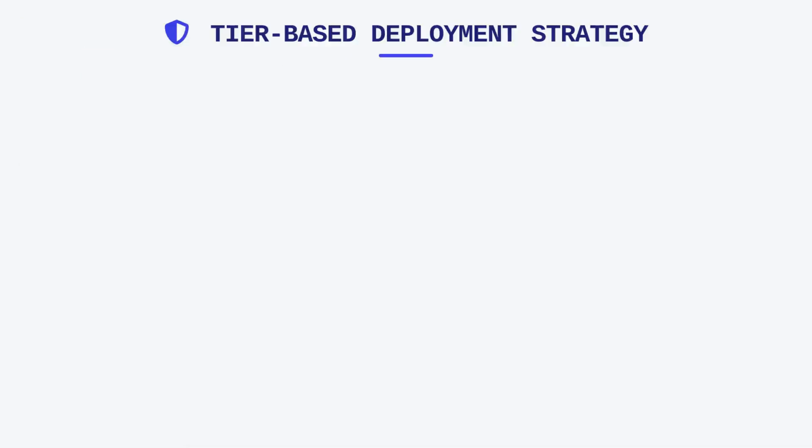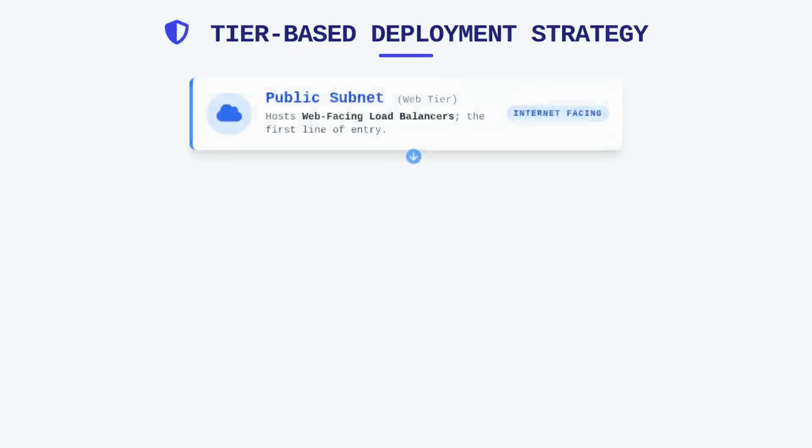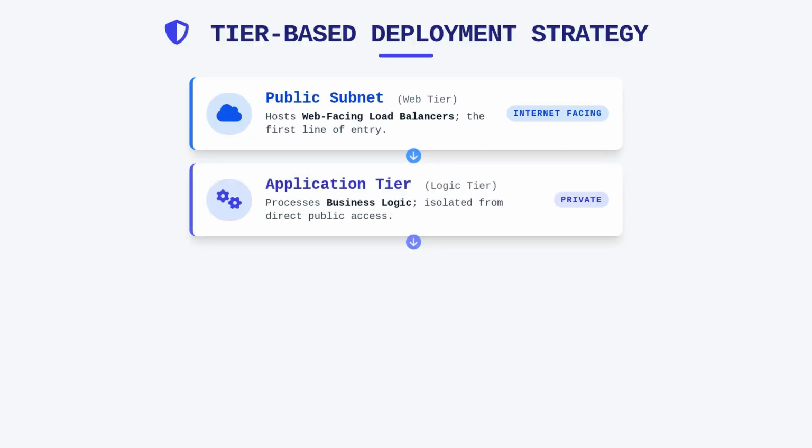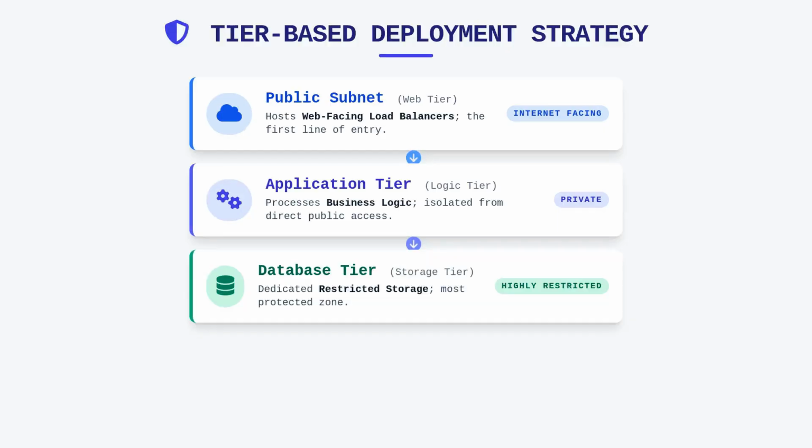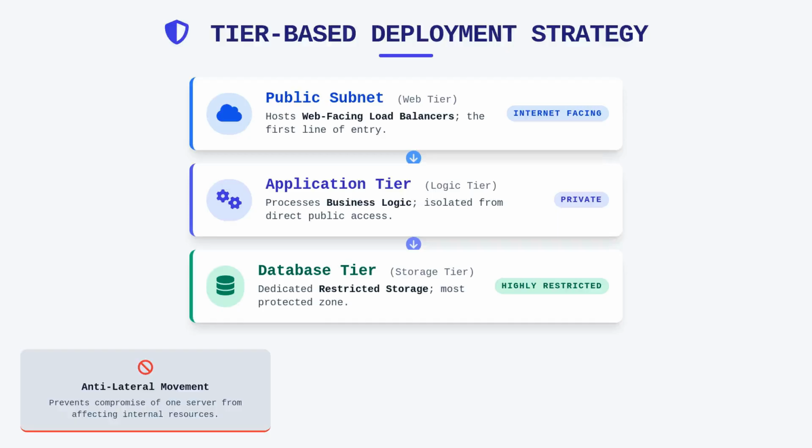Beyond basic connectivity, the primary goal of this logical partitioning is to secure your applications through a tier-based deployment strategy. A typical robust architecture maps individual subnets to specific roles, such as placing your web-facing load balancers in a public subnet while moving the business logic to an application tier and the data storage to a dedicated, restricted database tier. This deliberate segmentation prevents lateral network movement, which is the process where a compromised web server might be used to probe or attack internal resources.